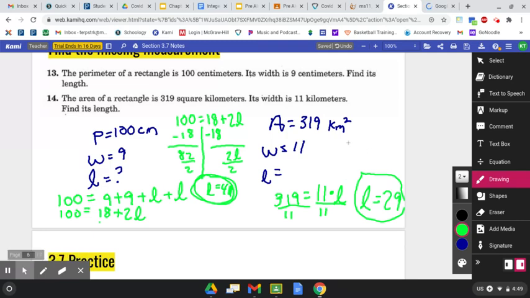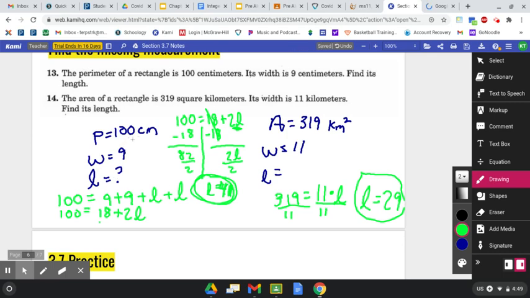All right, check your work here. So I rewrote this one, 100 equals 18 plus 2L. So here was my variable term. I wanted to get rid of this number 18 first. It's by subtraction. So that cancels out, and I'm left with just 2L. 2 times L equals 82. Divide both sides by 2. We should get L equals 41. So 41 would be your length, 9 would be your width, and that would give you a perimeter of 100.